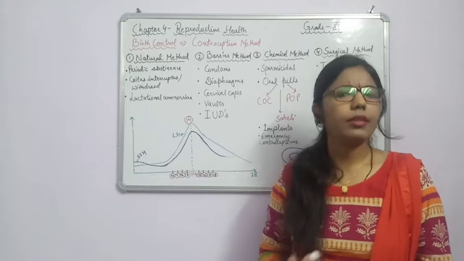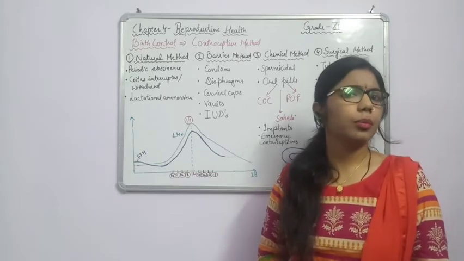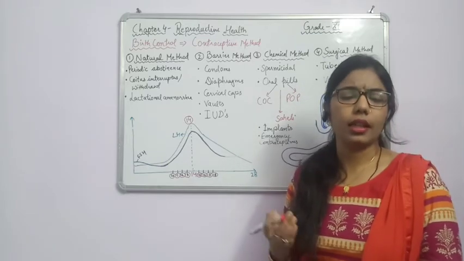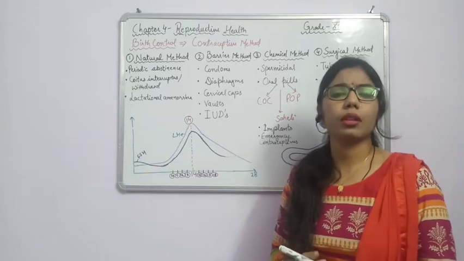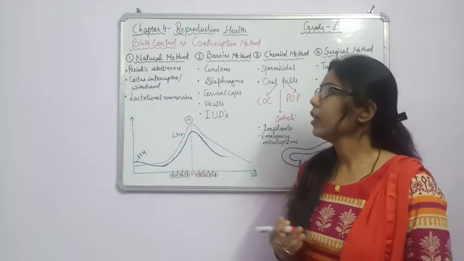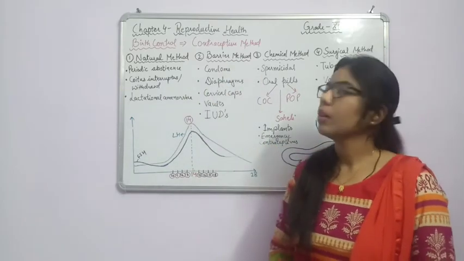As we have discussed, what should be the characteristics of a contraceptive? They should be user friendly, they should have the least side effects, and they should be available at every place. So these are some characteristics which we have discussed here. Now we will study the different methods of birth control.